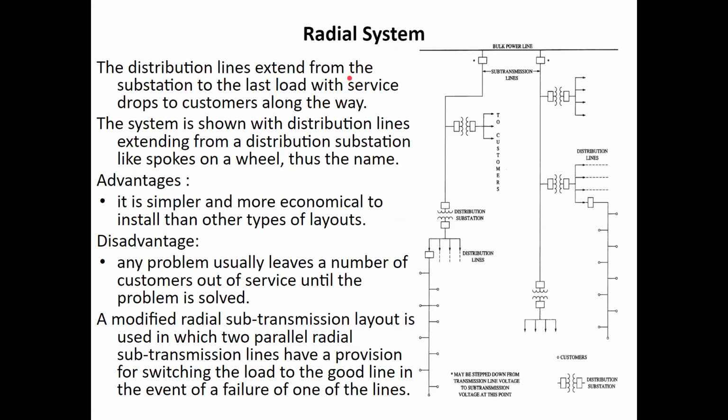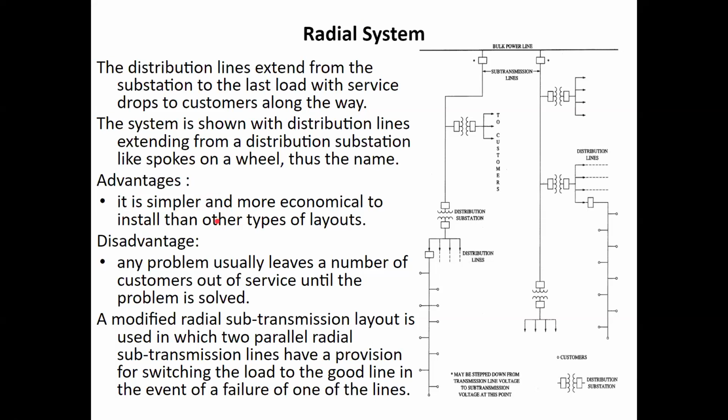The distribution lines extend from the substation to the last load, with service drops or service connections of the customers along the way. Just one route is there. This is like the spokes of a wheel or the branches of a tree. That's why the name radial system. The advantage of this system is it is simpler, because a minimum number of lines will come, minimum circuit breakers will come, minimum protection will come, and therefore it is the simplest technique as well as a more economical technique. It is easy to install also.